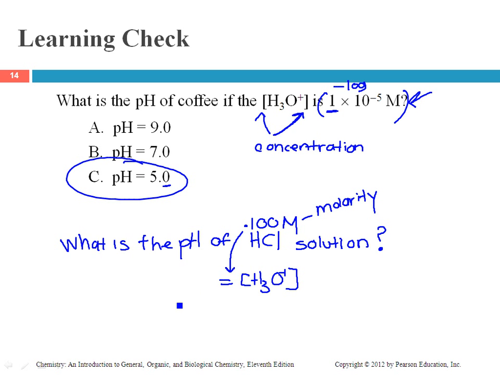So we would take the negative log of 0.100, and that gives us a pH of 1. Okay, so let's do another one real quick.